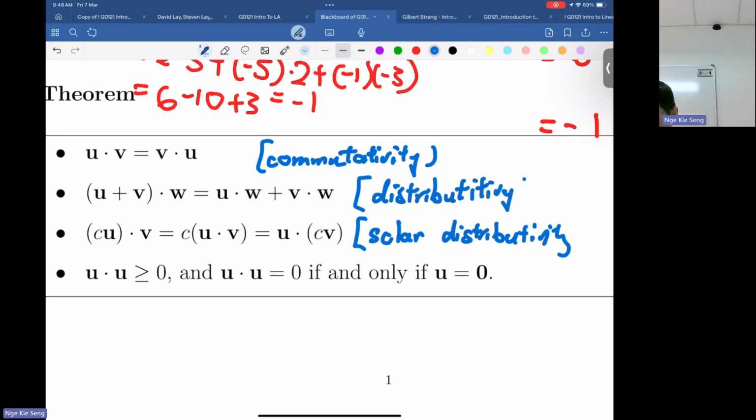Okay, so the scalar can freely jump between this vector here. And lastly is interesting here. Lastly is about positivity. If you take two vectors, dot them together, it's always greater than or equal to 0. Do you think that makes sense or not?